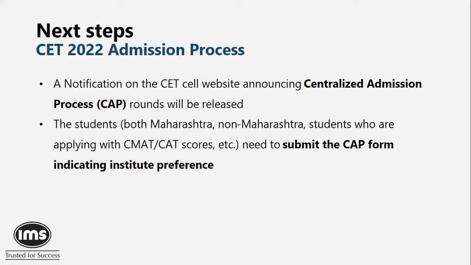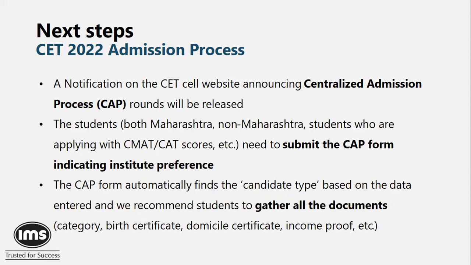So even if you are, let's say, somebody who is applying through your CMAT or the CAT score, you will have to submit the CAP form in which you are supposed to indicate the institute preference. And the CAP form automatically finds the candidate type based on what you enter.